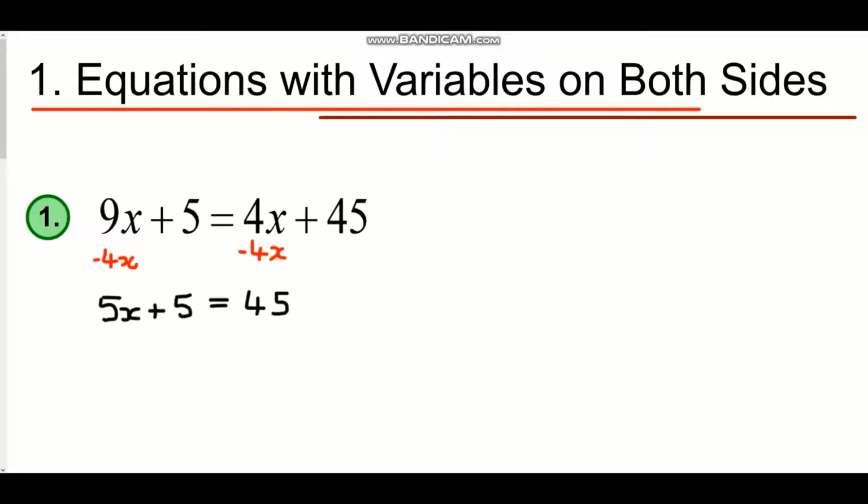Okay, so I've grouped my x's. I have 5 x's in total, and they're now on the left-hand side of the equation where I want them. I now need to group my numbers. So I'm going to get rid of this plus 5 on the left-hand side by taking away 5 from that. And because these two things are equal, I have to take away 5 from the other side of the equation as well to keep it balanced. So then I'm left with 5x is equal to 40.